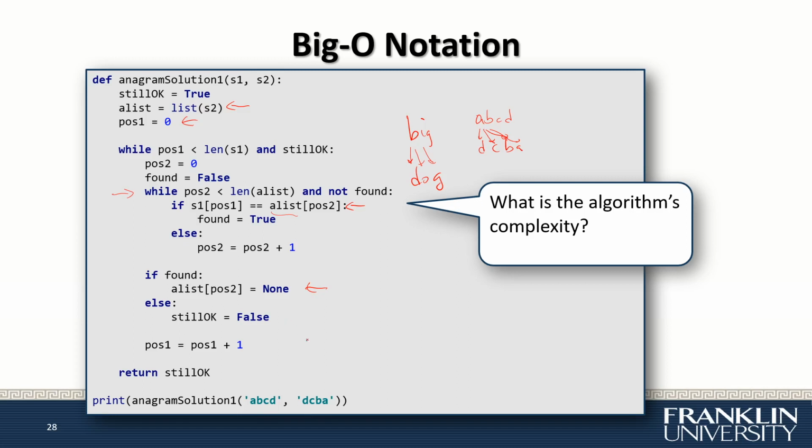If found, then I set the list at position to None. Else, still okay is false, meaning not found. I did not find anything, so that will kick you out of the loop. But if you find something, you just keep looking. This is the outer loop, and for every character in S1, you check every character in S2. By looking at this, you have a nested loop.